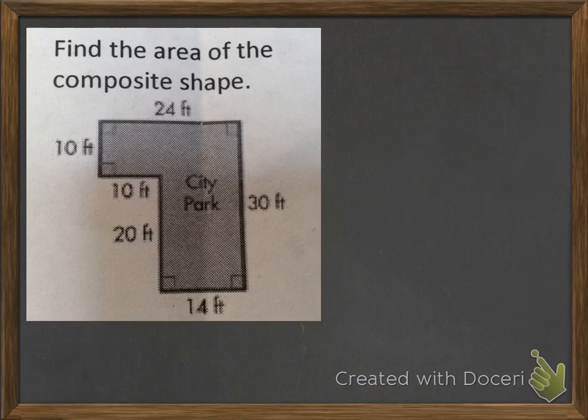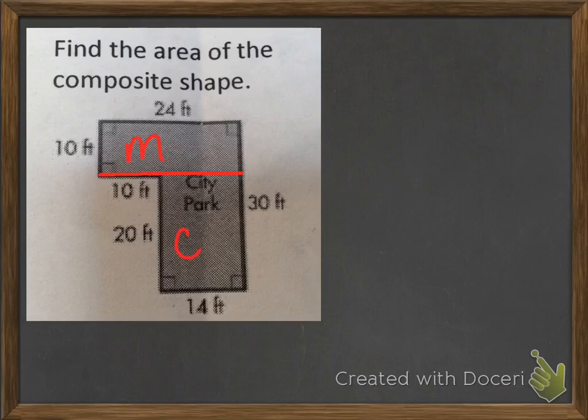Find the area of the composite shape. So the first thing I'm going to do is cut this shape into two. So I'm going to draw a line right here. And when I do this, then I have two different shapes. I'm going to give them two letters just so I know. Let's name this one figure M, and we'll name this one figure C for City Park.